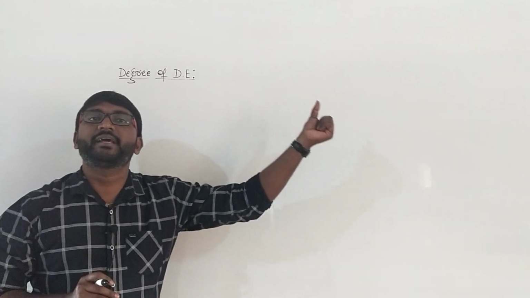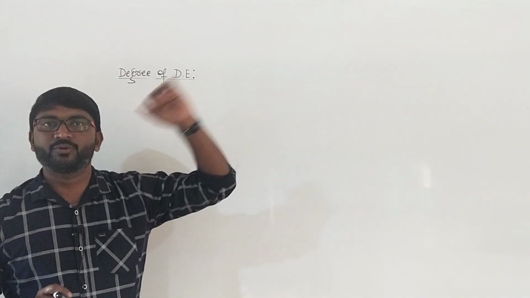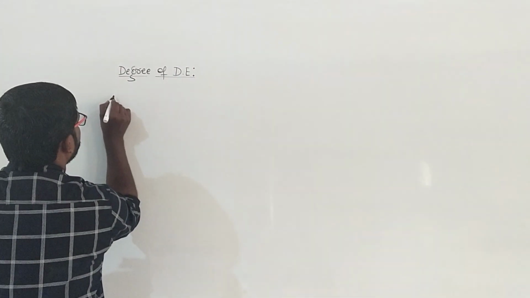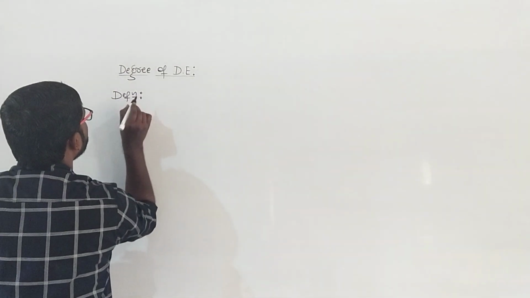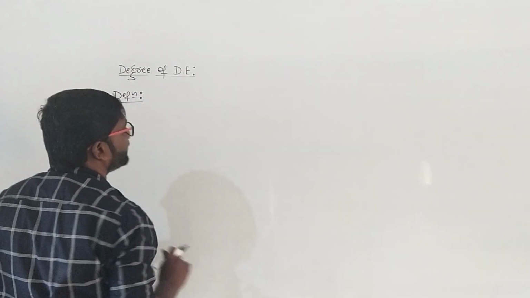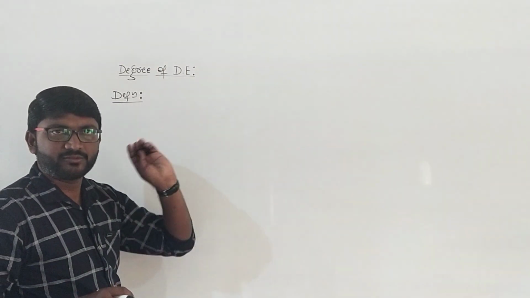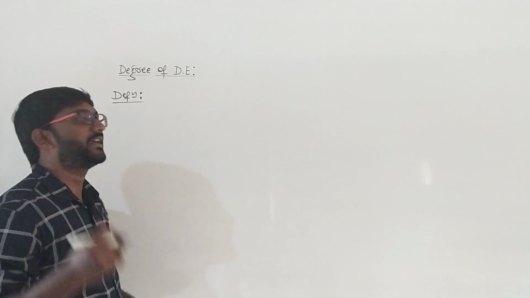That is, polynomial in y dash, y double dash, y triple dash and so on. So here we will write the definition now. It should be a polynomial in derivatives, that is y dash, y double dash, y triple dash. Then only we can define the degree. Otherwise the degree is not defined.